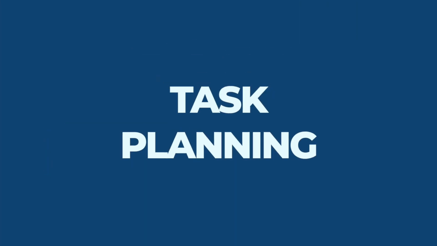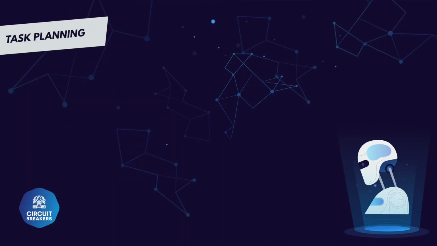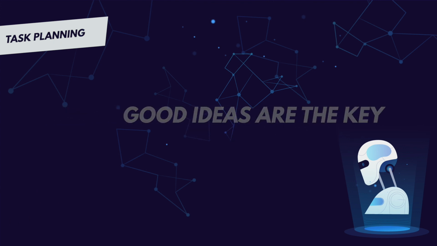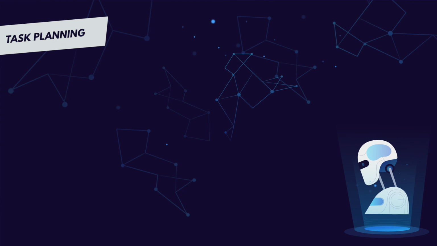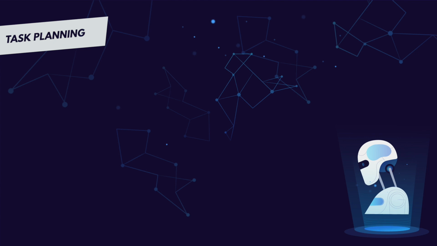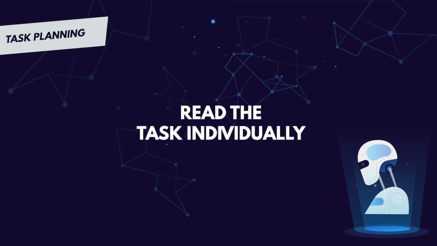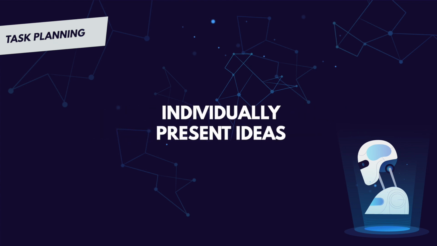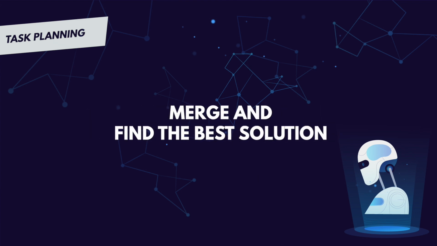Task planning is one of the major things that our team focuses on when it comes to robotic competitions. Good ideas generated are the key for success. So, when we decide to participate in a competition, the first thing we do is arrange brainstorming sessions to pool our ideas. At first, we all read the task individually and understand what the robots need to do. Then in brainstorming sessions, we individually present our ideas and then merge each other's ideas, and finally we try to make the best possible decision.